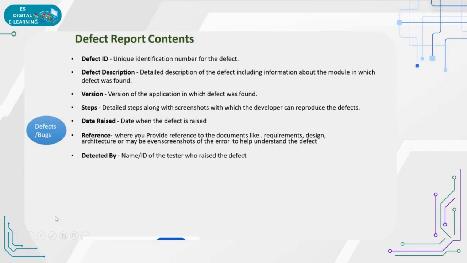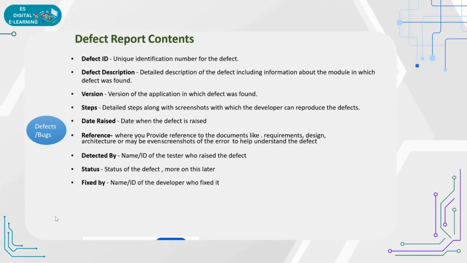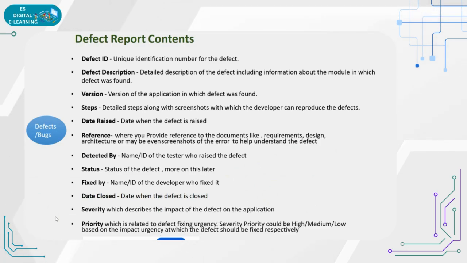And defect detected by: you are a tester, so you need to give your name as part of reporting the defect. And status, which we will give also, and fixed by the developer name, and test closure, so severity and priority.